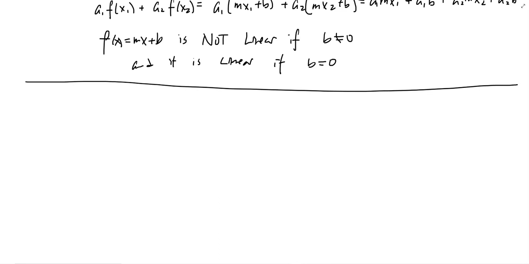But to be fair, y equal to mx plus b, or f of x equal to mx plus b, is considered to be a linear function in the sense that it is a polynomial. But in terms of linear algebra, it's actually not a linear function, because the plus b part messes it up. So what are we going to talk about today?